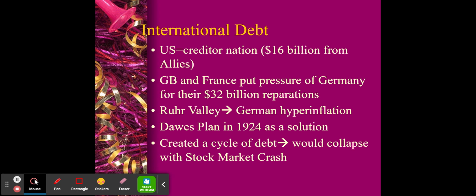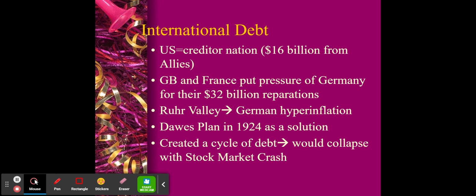Additionally, France took control of the Ruhr Valley, which was where Germany's industry was located. This is creating a crisis. France and Great Britain do not want this worthless money. The US doesn't want worthless money either. And so in 1924, the United States created the Dawes Plan as a way to fix, for now, this economic problem.